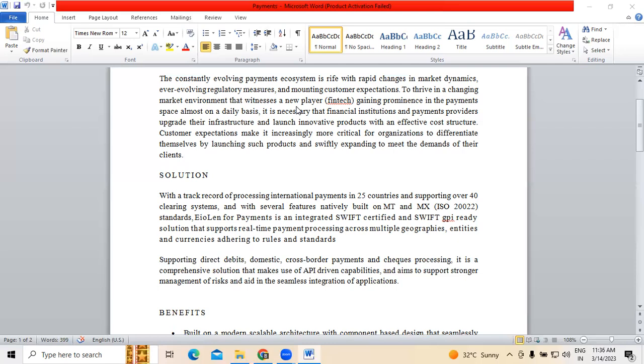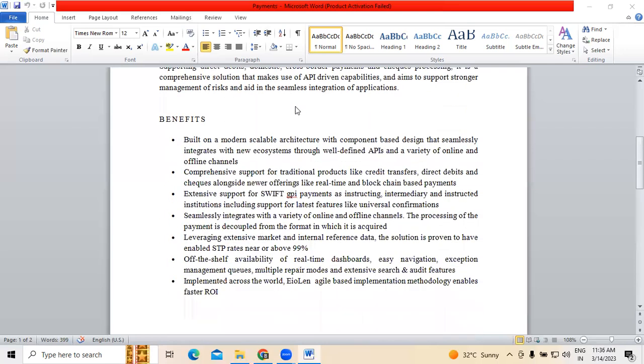Right. Now, the third point is about the benefits. What are all the benefits that were mentioned? The first point: built on a modular, scalable structure, architecture with component-based design that seamlessly integrates with the new ecosystem through well-defined APIs and a variety of online and offline channels.